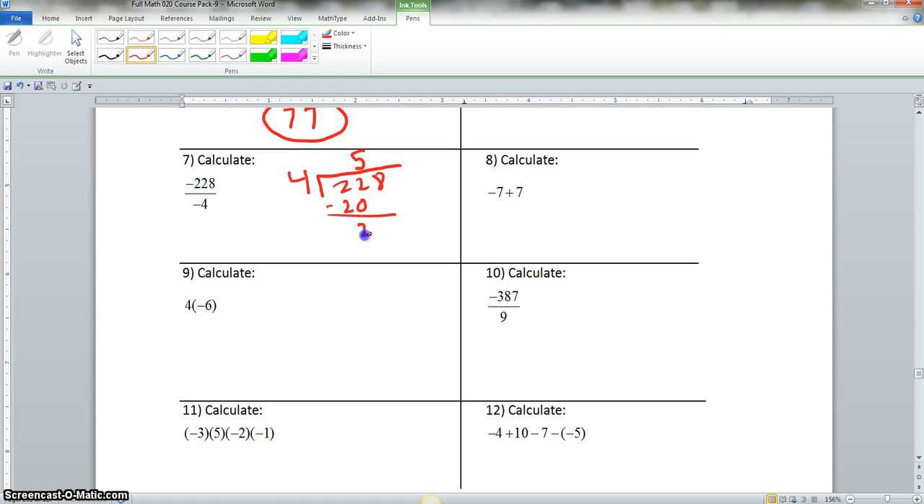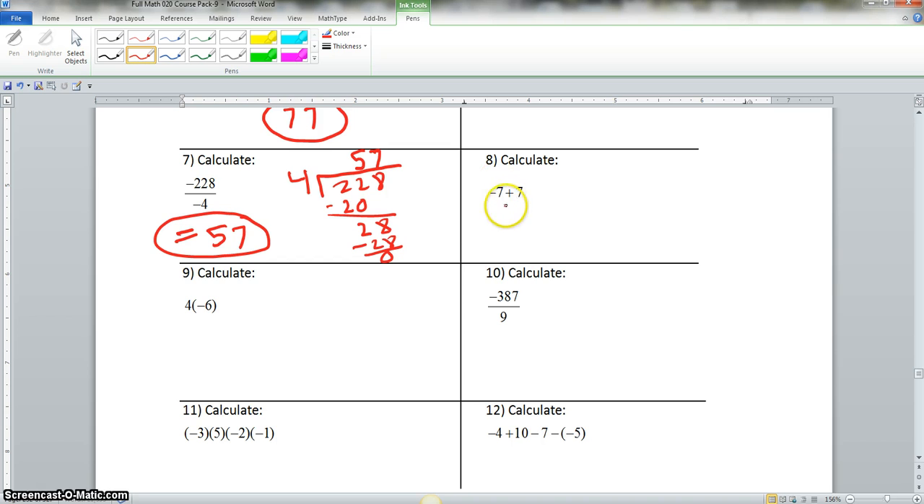22 minus 20 is 2. Bring down your 8. 4 goes into 28 7 times. 7 times 4 is 28. And we have 0 for a remainder. So our final answer here would be positive 57.